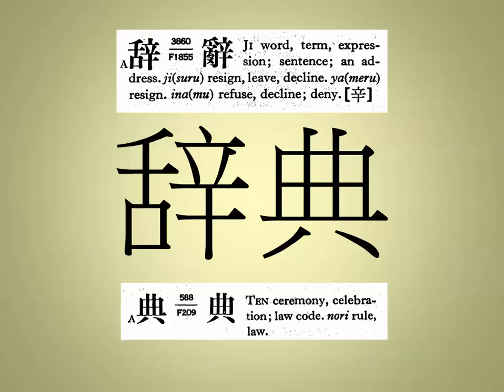The ji is a word or a term or an expression or a sentence. And the ten is a rule or a set of rules, a law code. So a jiten, as we see here on this screen, would be a set of rules for words or terms, expressions, or sentences. What are the other possibilities?